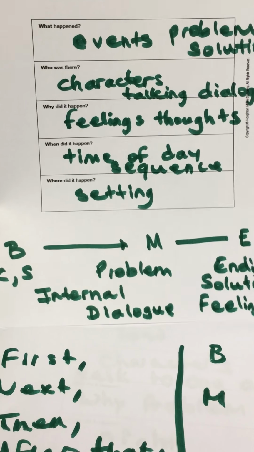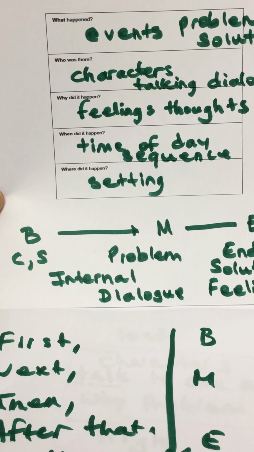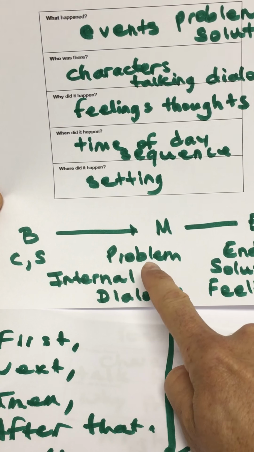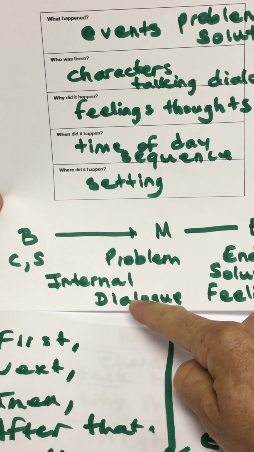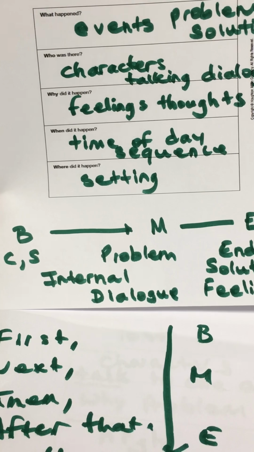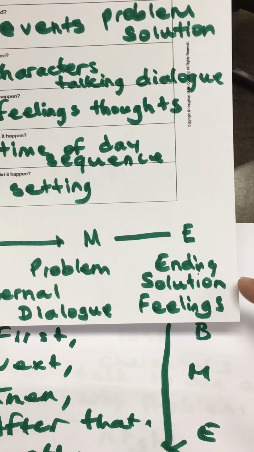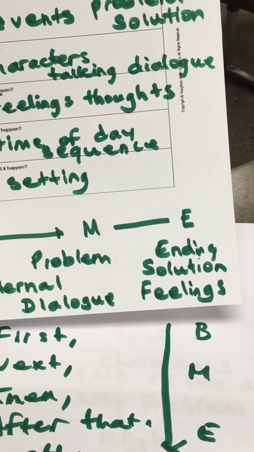If you take a look, the BME stands for beginning, middle, and end. And usually at the beginning of a story, there's a character, a setting, and then there's some type of problem. And there's internal and external dialogue, which is talking, communicating. Don't forget to use those quotation marks when characters are talking. Usually a story will have an ending and a solution and some type of feeling, a closure.